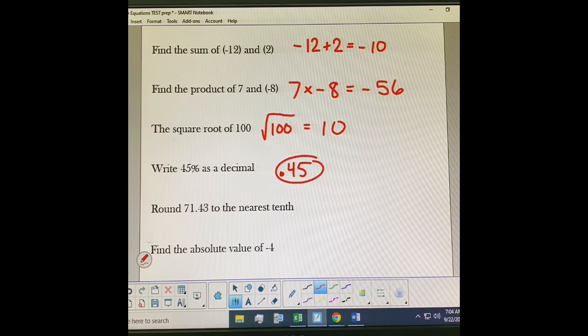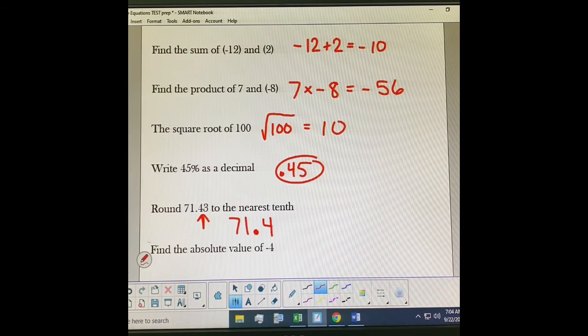45% as a decimal is 0.45. 71.43 rounded to the nearest tenth is 71.4, and the absolute value of negative 4 is 4.